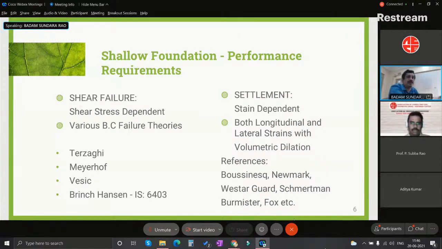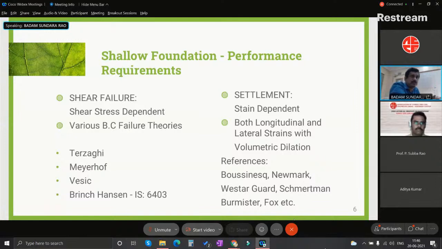Dilation is nothing but the volumetric change that takes place in the case of cohesionless soils like sands. Once we load, there is a development of vertical strains also, not only lateral strains. These vertical strains, in the form of a volumetric strain, that is a volumetric dilation, are significant in the case of a cohesionless soil mass like sands.